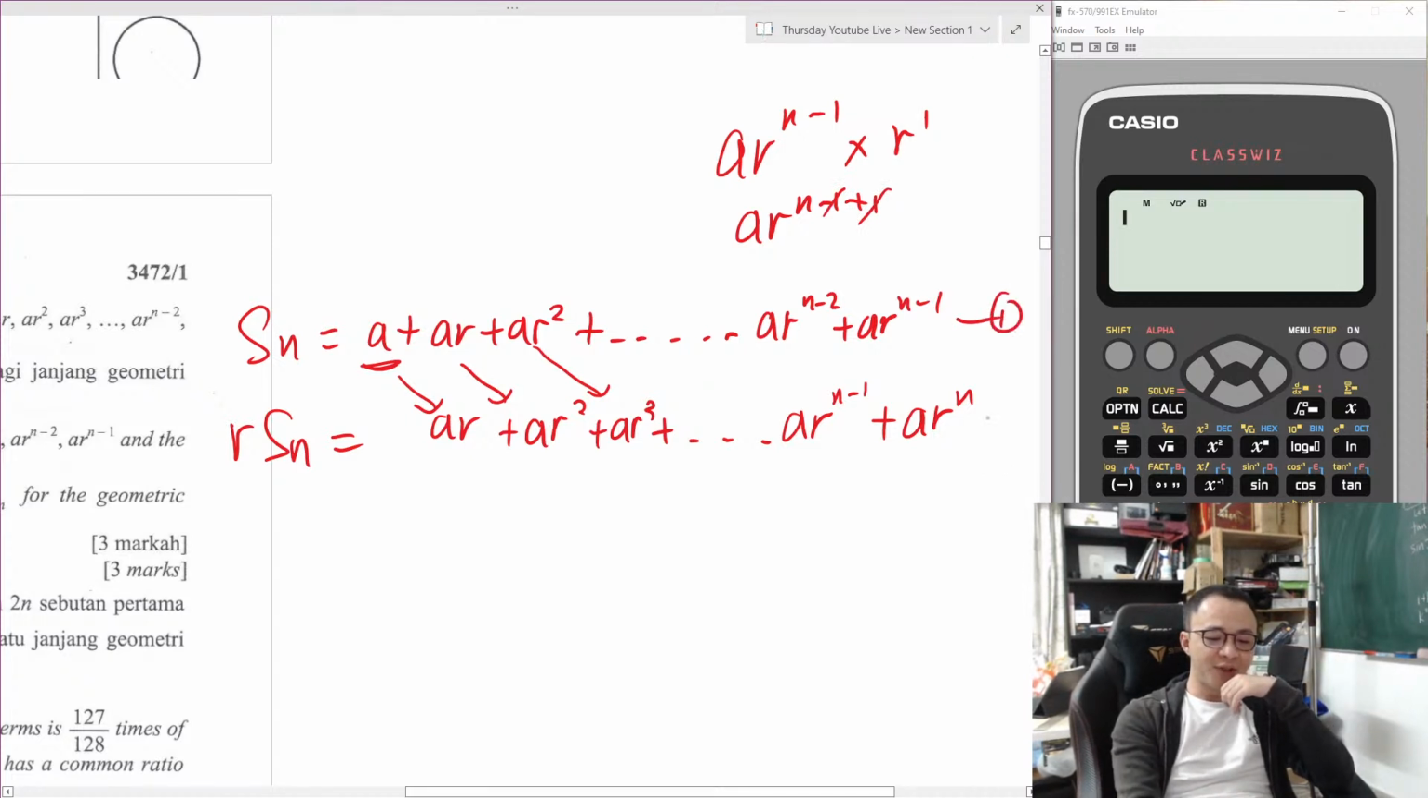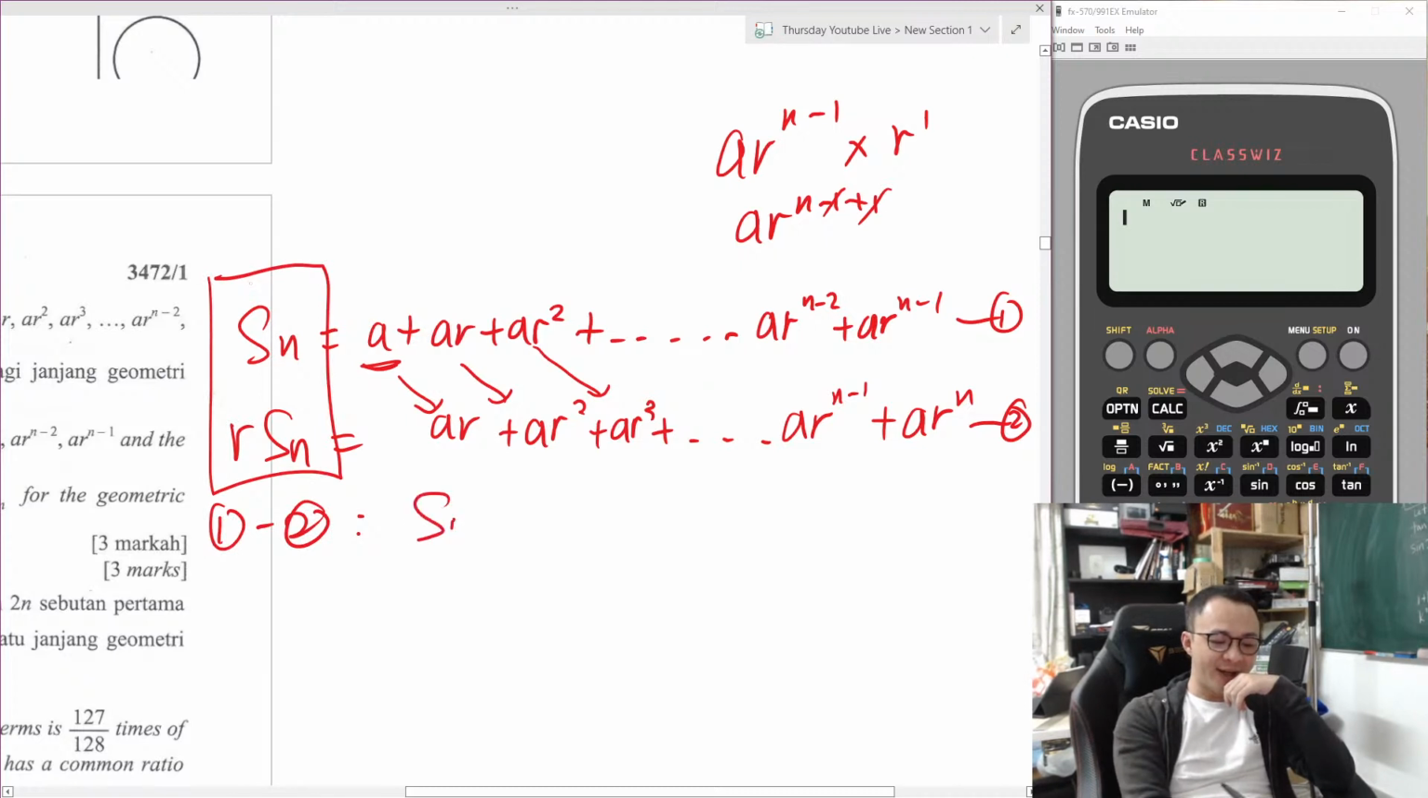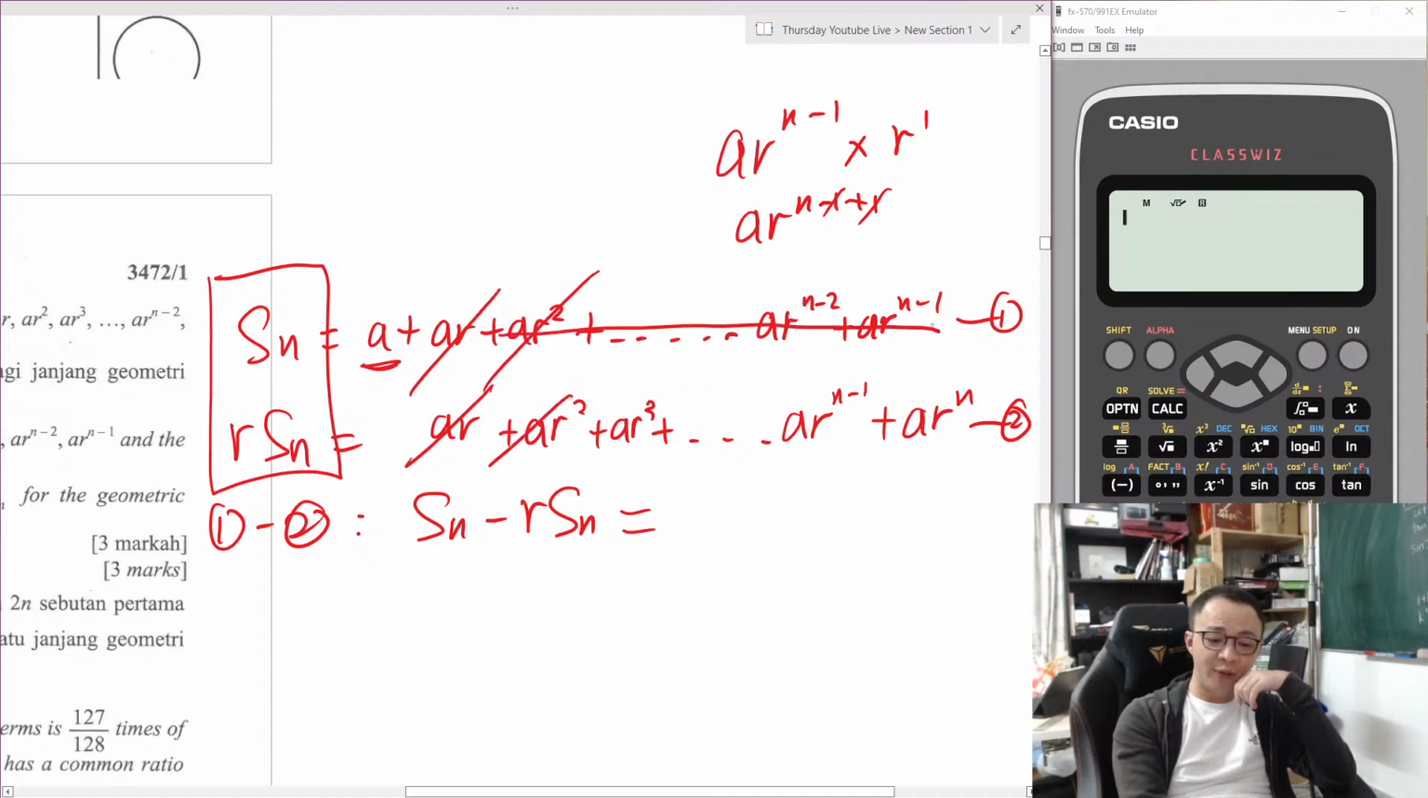So this is the first equation, this is the second equation. If I use the first equation minus my second equation, this is what happens. This one minus this one, I get Sn minus RSn equals to... This one minus them basically means eliminate all the same terms, right? All the in-between terms I eliminate, and I still have this one over here.